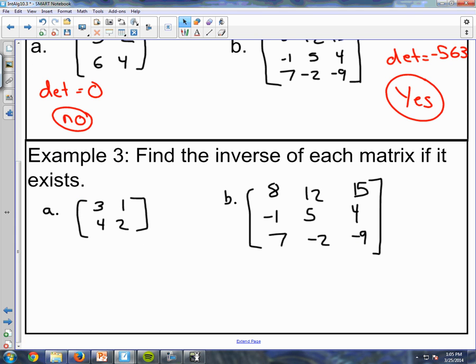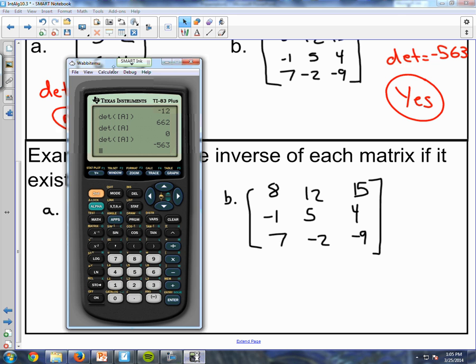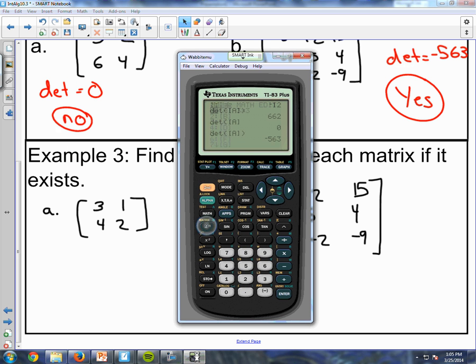Our last example, example 3, we're actually going to find the inverse of each matrix if it exists. So what I would recommend you do first is what we've just done. For part A, go to matrix, edit, make it a 2 by 2, and then type stuff in. We got 3, 1, 4, 2. Quit out, go to matrix, math, determinant, tell it to use the one that we just made. So we got 2. So does this have an inverse? Yes, because we didn't get 0.